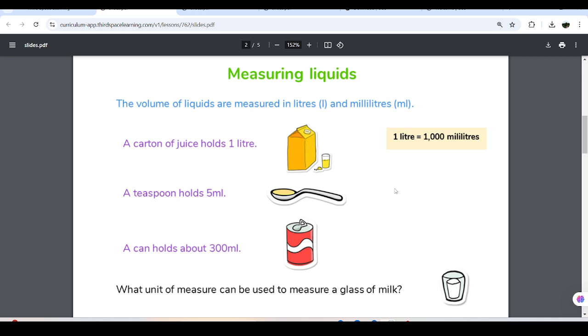A teaspoon holds 5 milliliters. You would have to measure in milliliters. A can holds 300 milliliters. You have to measure in milliliters. You can say 400 milliliters, 500, 200 milliliters.